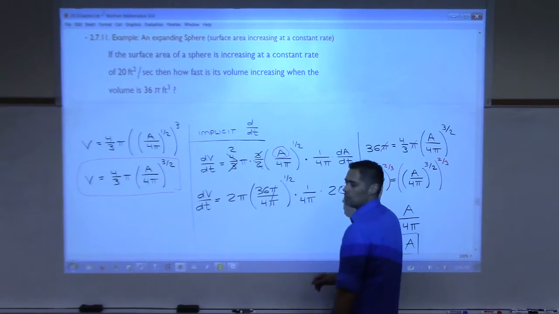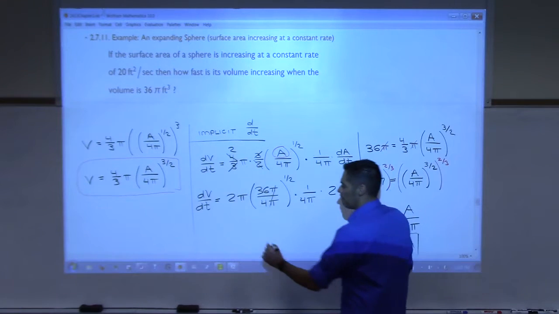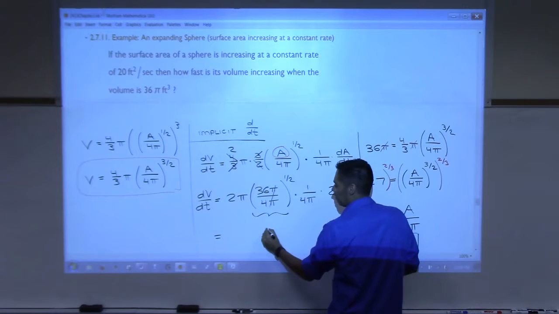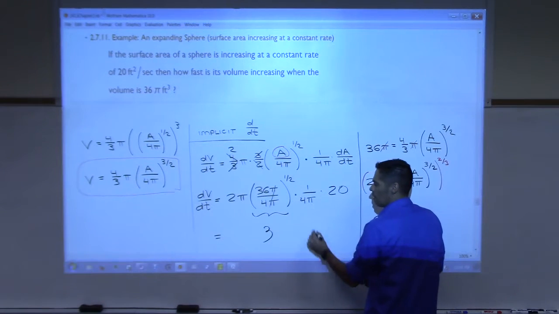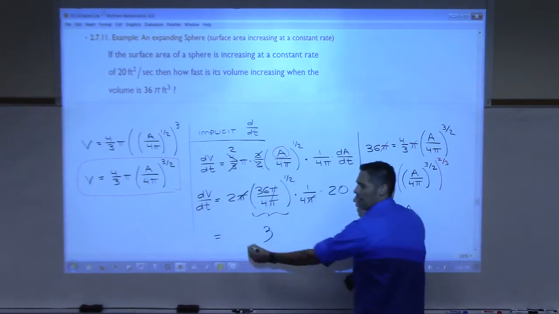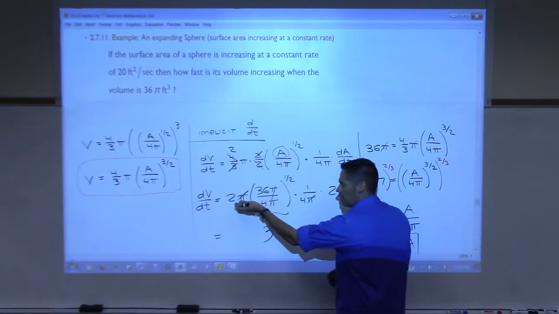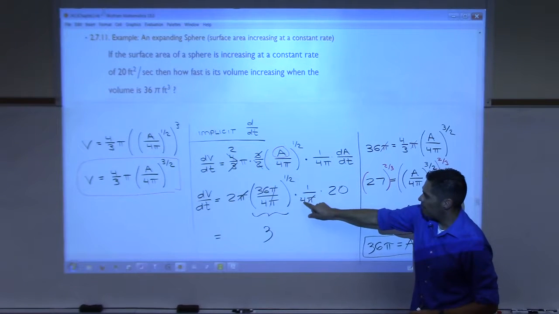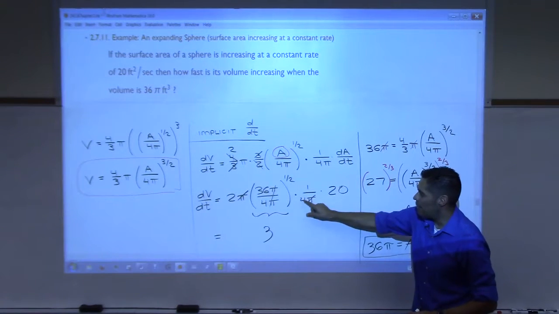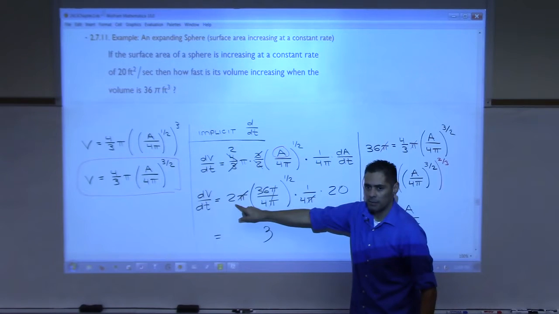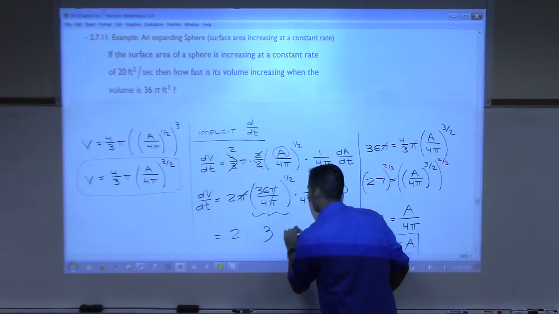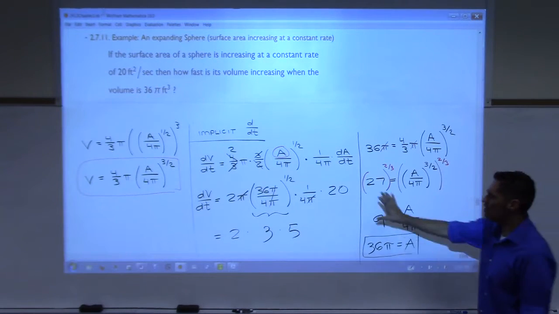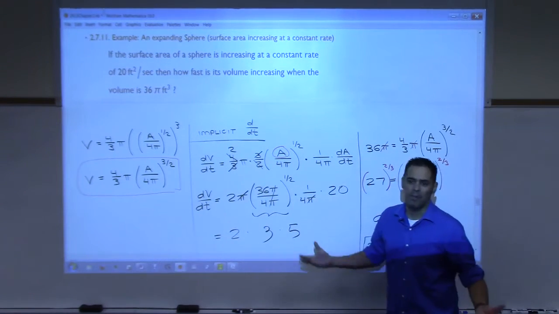The pi's canceled. Pi's just canceled out. So I have, let's see here. This thing's going to become a 3. Are we good with that? That's gone with that pi. That pi's on the bottom, that pi's on the top. And let me do a little more. How about 20 divided by 4? 5, and then I still have a 2 out here, don't I? So I have a 2 times a 3 times a 5. The answer is 30.